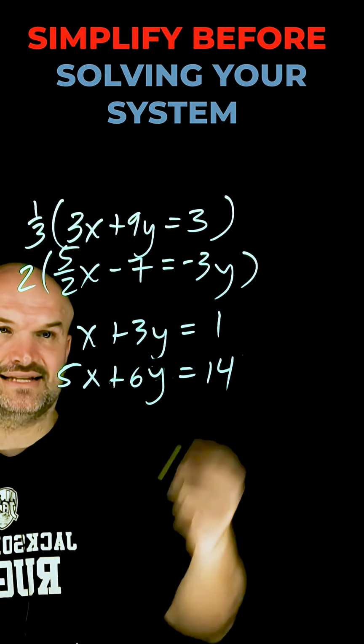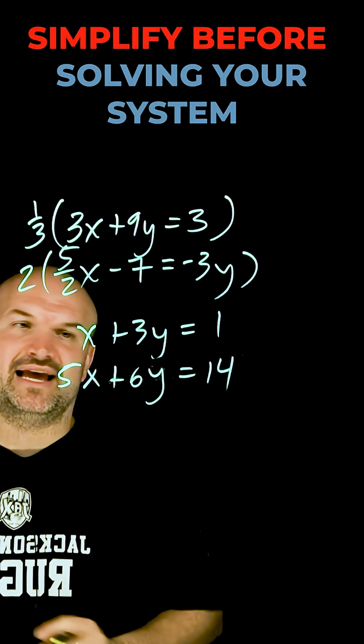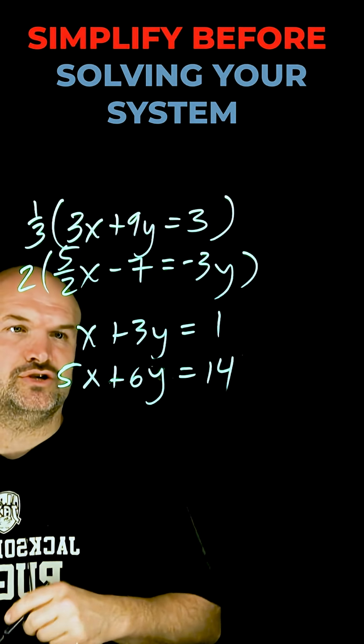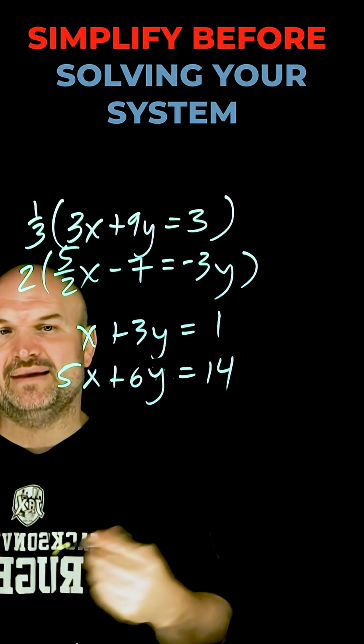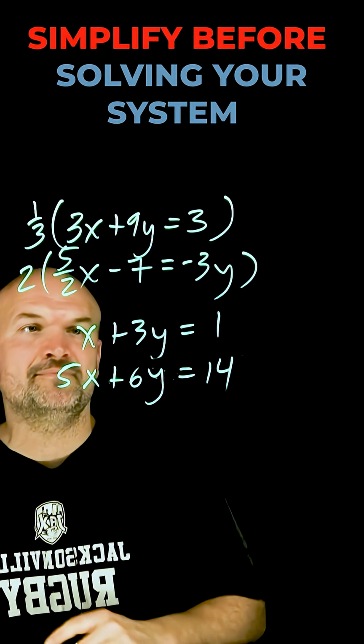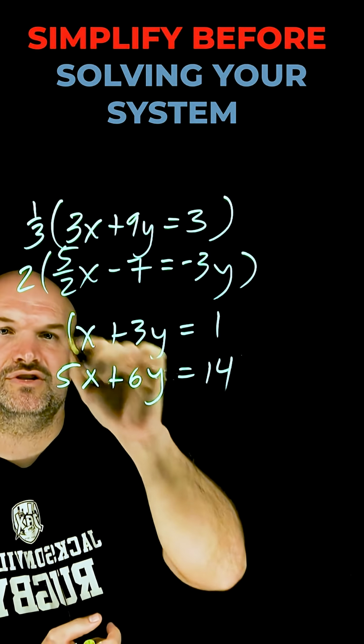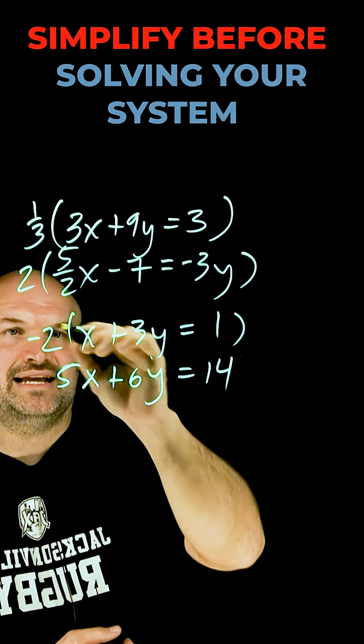Now to use elimination, I need to pick a variable that I want to eliminate. And in this case, I will choose to eliminate my y. To eliminate it, I like to use the addition method. That basically means I want the coefficients to be exactly the same, one positive, one negative. So to do that, I'm going to multiply my top equation by a -2.